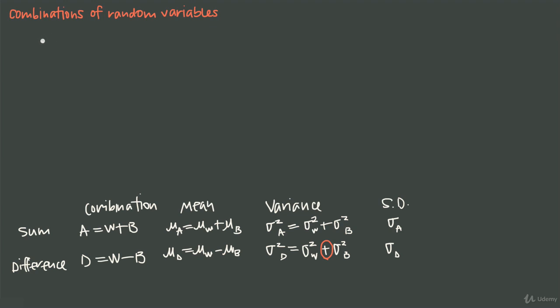Now here's where combinations get really interesting. When both of the original variables, so in this case, the original variables W and B for walking and biking, are normally distributed, that means that the combination, either the sum or the difference, will also be normally distributed. As long as the original variables are all normally distributed, then the combination will be normally distributed as well, which means that we can do problems like this one.